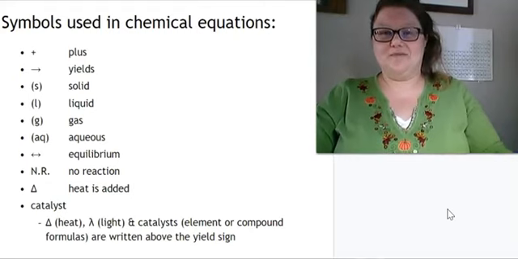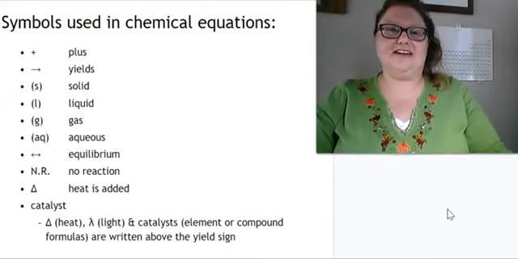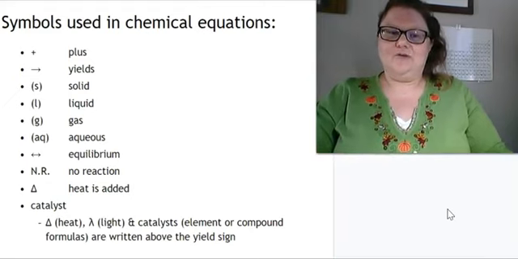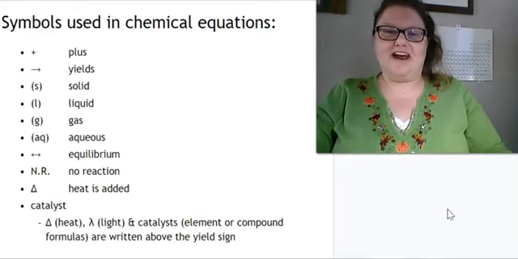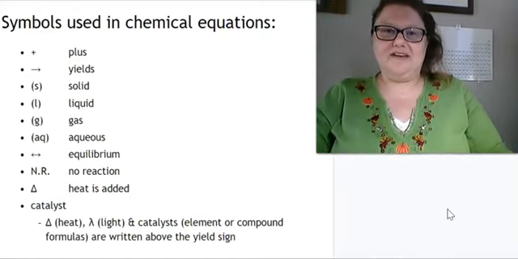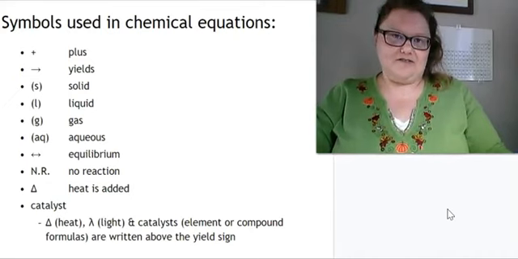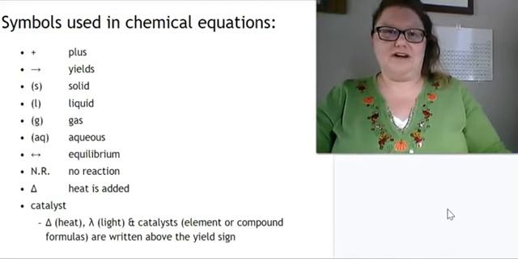Here are some other symbols that we use in chemical equations and what their uses are for. The plus sign is used to separate different chemicals from each other. We've already discussed the yield arrow. We've already discussed the states of matter. But then we come to an arrow that's double-sided. The double-headed arrow represents a certain condition where the reaction can go in both directions.